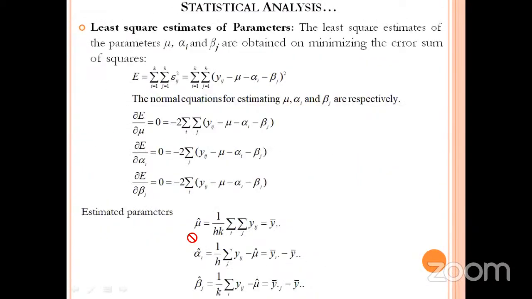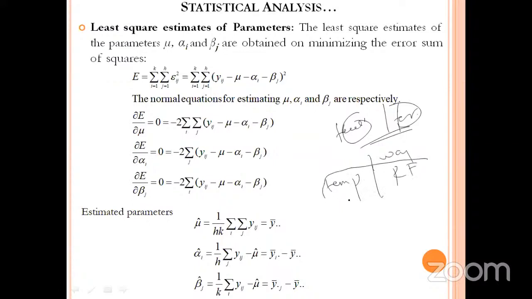Okay, one example, two sample. Two sample means we have two treatments, feed and fertilizer. If you know only feed or only fertilizer, it is one-way ANOVA. Feed and fertilizer, it is two-way ANOVA. Only temperature, only rainfall is one-way ANOVA. Temperature and rainfall is two-way ANOVA.